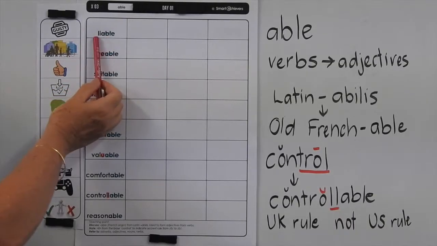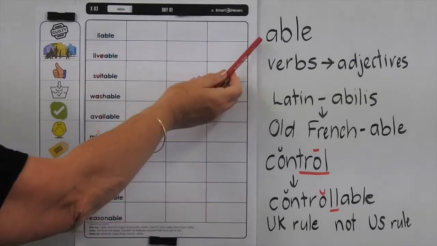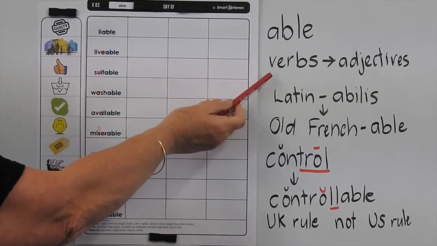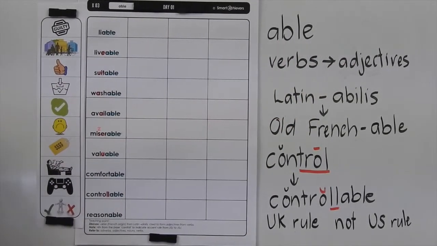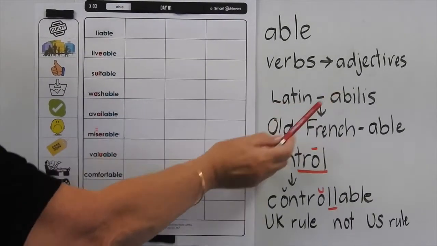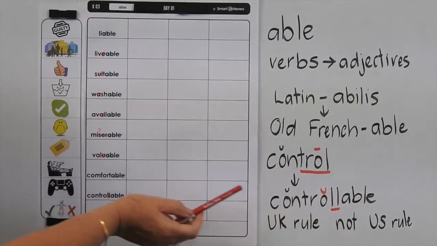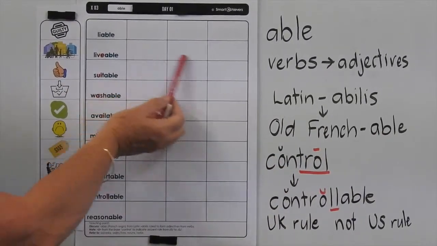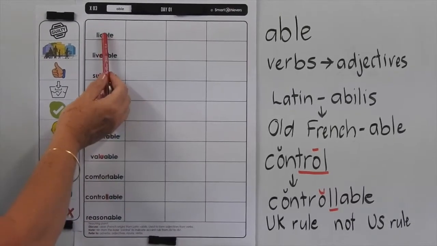Go through and highlight the suffix able in each of these words. Now, able is something you can use to change a verb into an adjective, so do remember that for future usage. Able comes from Latin abilis, but it changed through Old French to able, and we use the Old French version. So go through and highlight that, and anything else you can see within these words. Now, there's some tricks in here.